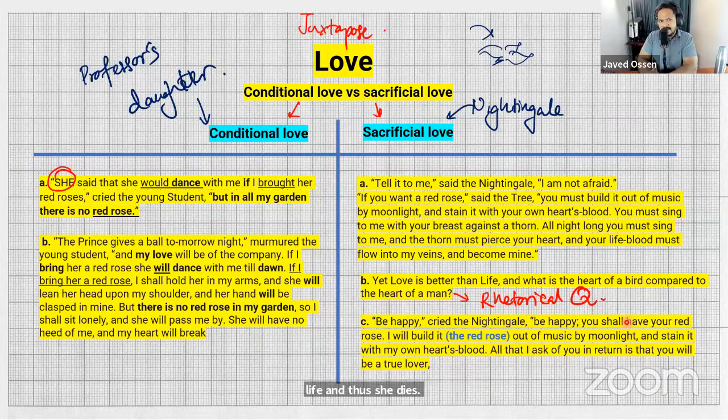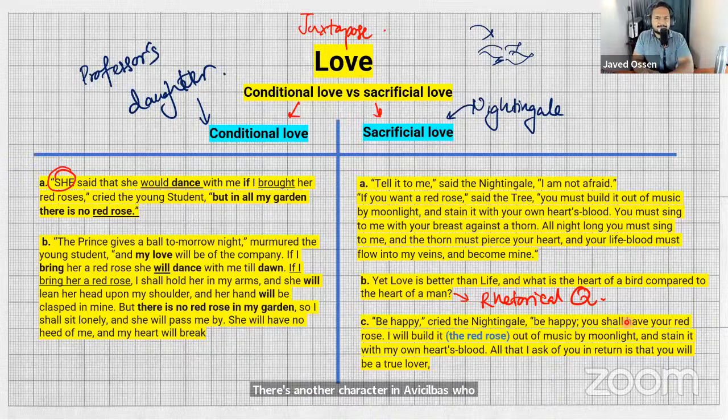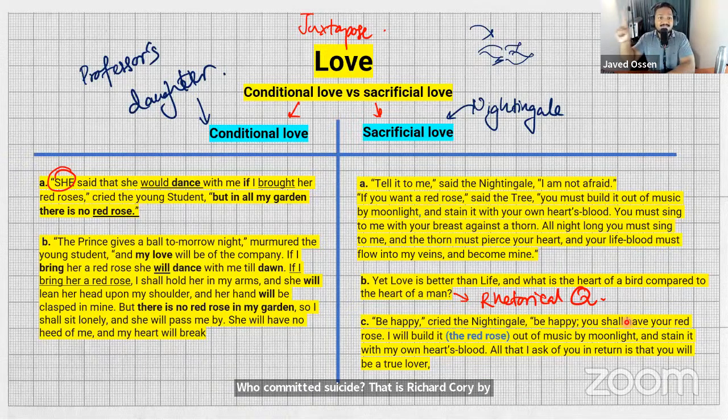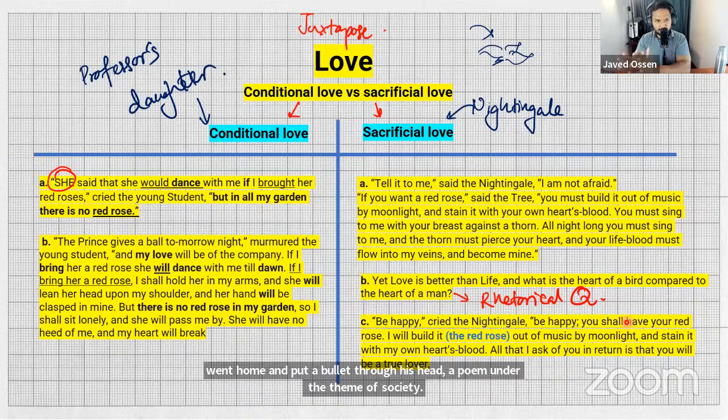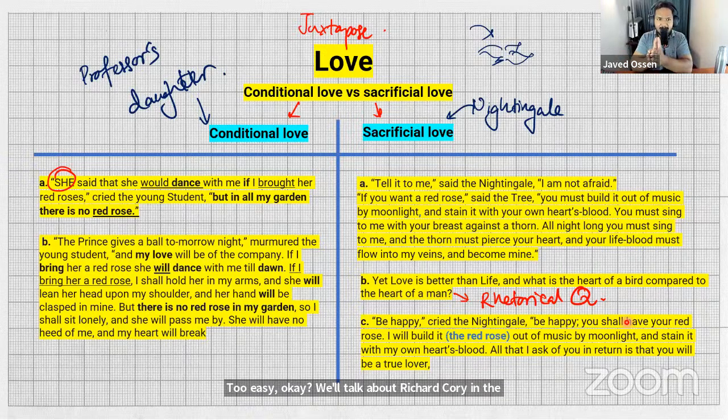There's another character in our syllabus who committed suicide, Nangi. In the grade 11 syllabus, there is a character who committed suicide. That is Richard Cory by Edwin Arlington Robinson. "So on we worked and waited for the light and went without the meat and cursed the bread. And Richard Cory, one calm summer night, went home and put a bullet through his head." A poem under the theme of society. Too easy, okay? We'll talk about Richard Cory in the future. Right now, though, we're talking about the Nightingale and the rose.